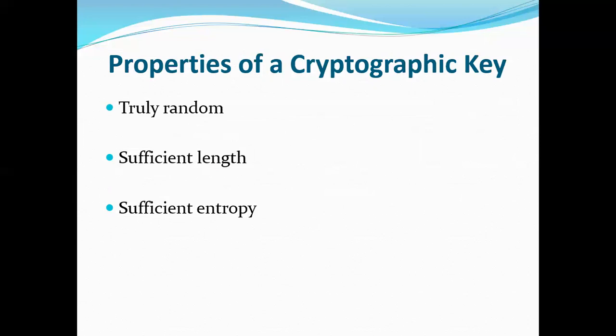Now, there are some properties of a cryptographic key. The first property is truly random. That means we need to generate the key truly random so that the attackers can't guess it. Secondly, the key should be of sufficient length, and if we increase the length, it makes the key difficult to guess. And the third point is entropy. That means the key should contain sufficient entropy. All the bits in a key should be equally random so that some parts of a key should not be guessable.